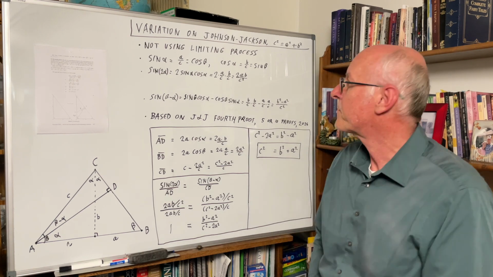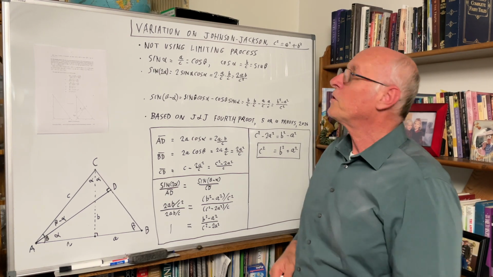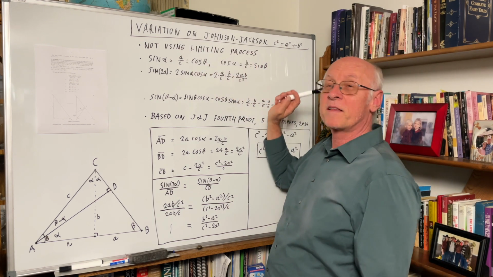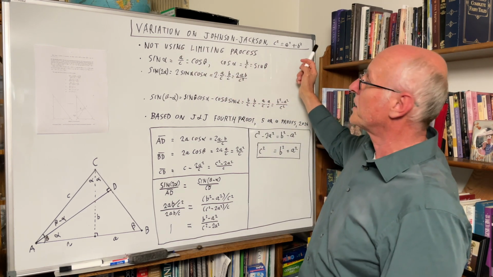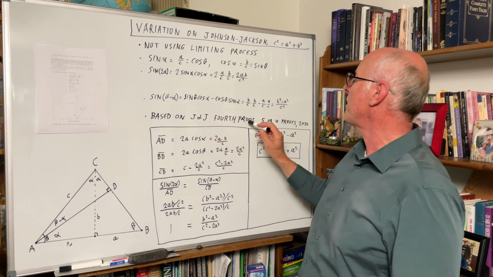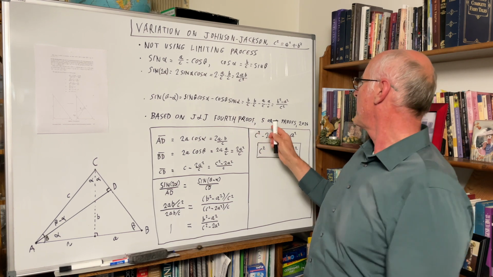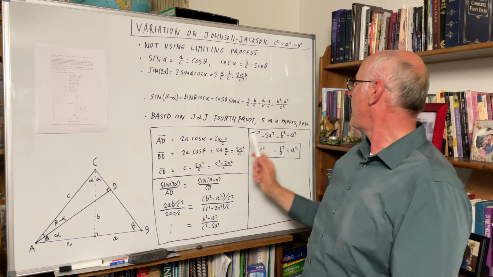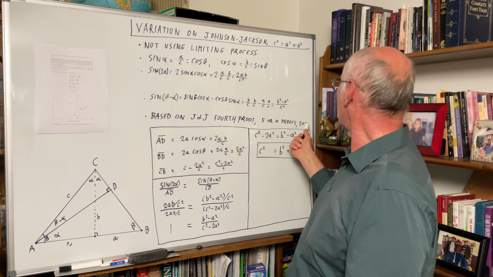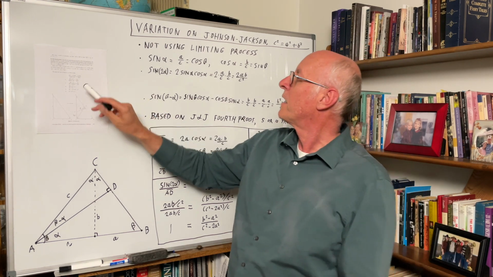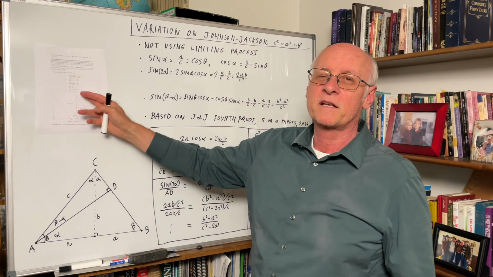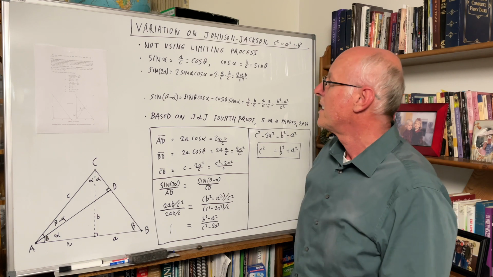Welcome, trigonometry friends. Today we're doing another variation on Johnson Jackson's Pythagorean Theorem, c squared equals a squared plus b squared. It is based on the J&J fourth proof in an article called 5 or 10 Proofs. It was published in 2024. And go ahead and take a look at this. I'll make another zoom of this.